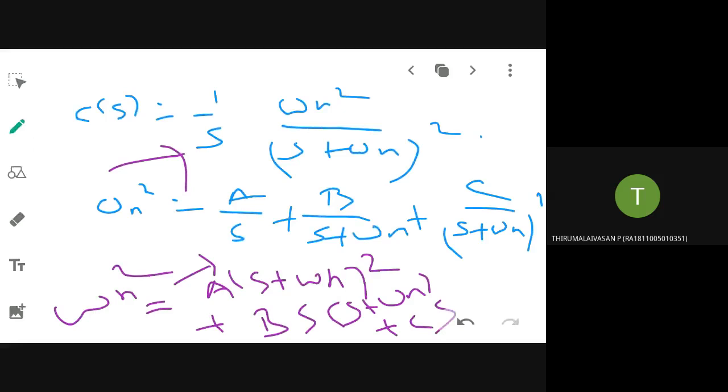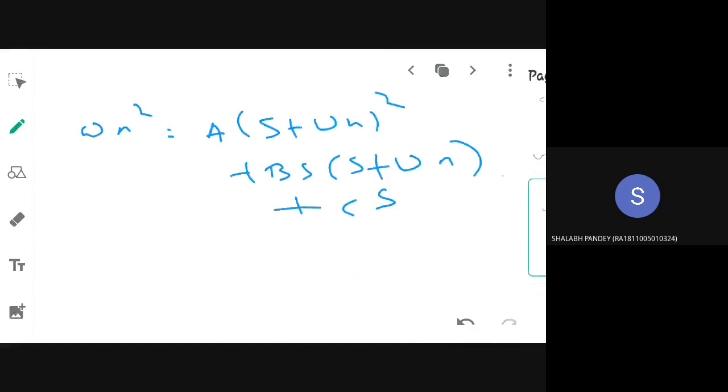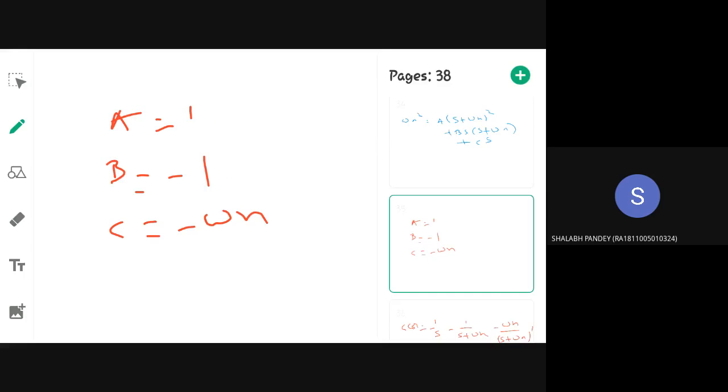Ma'am, wait. Just multiply all these, okay, and you have to equate the coefficients of s squared, s and constants. That's all. You will easily get A, B, C. A is equal to 1, B is equal to minus 1, and C is equal to minus omega n. All got these answers?